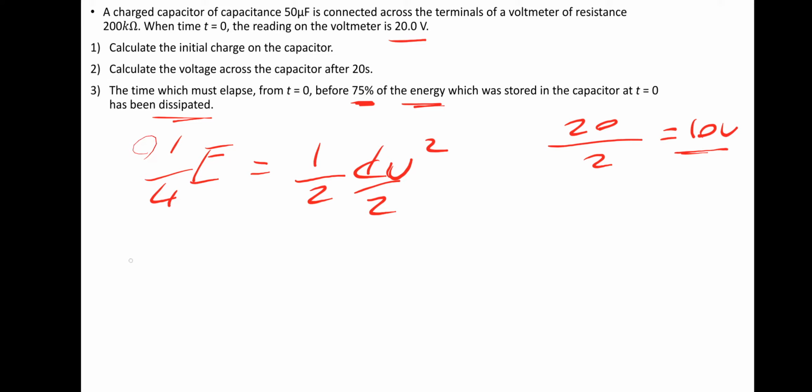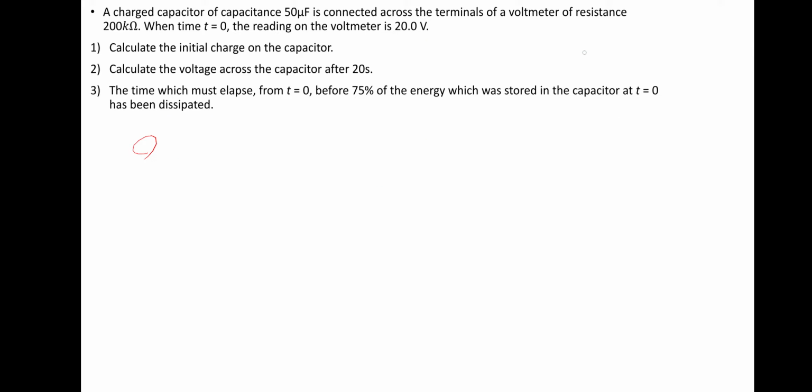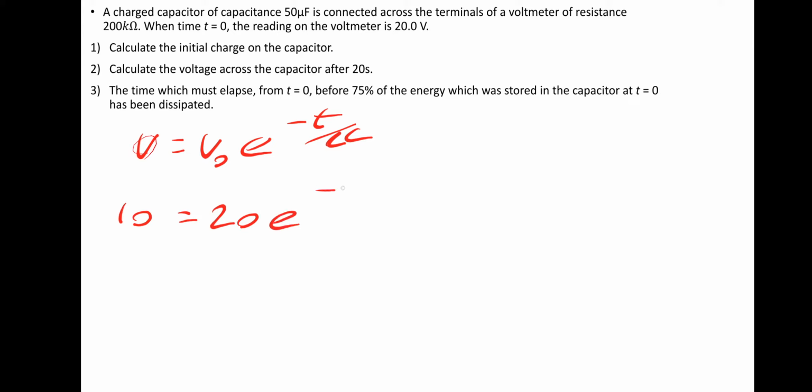So now we can use V equals V naught e to the minus t over RC. So I'm going to clear this. We've got the voltage, 10 volts. So V equals V naught e to the minus t over RC. So the voltage, 10, equals the maximum voltage, 20, times e to the minus t, which we're looking for, divided by the time constant RC, which we calculated to be 10. So then we just need to rearrange.